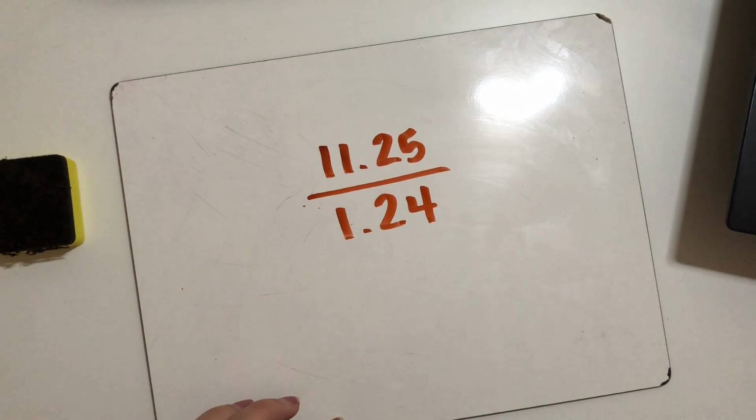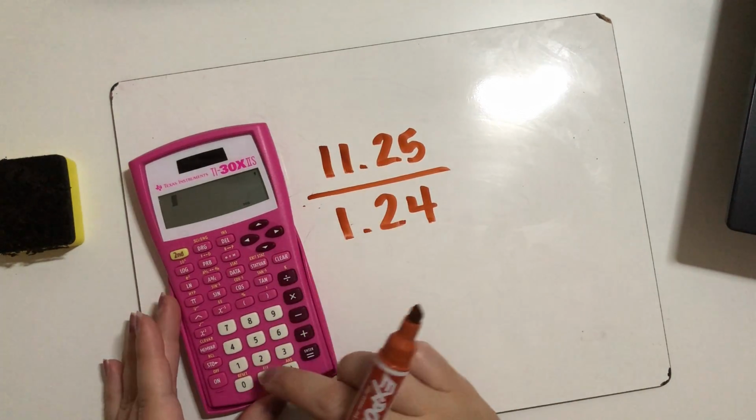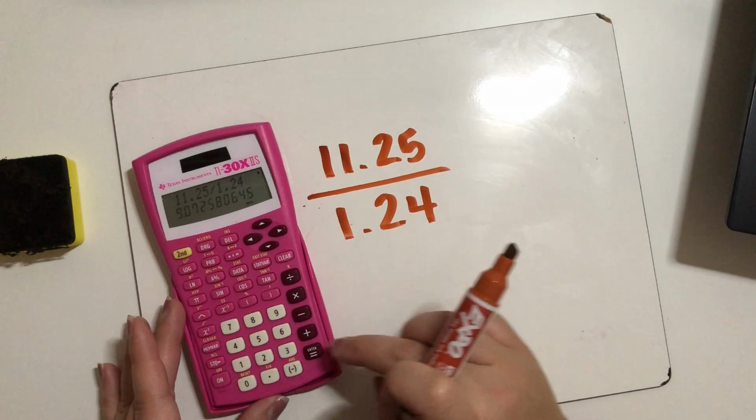So I'm going to go ahead and cheat off to the side and use my calculator. So give me 1 second. Actually, let me grab it, hold on. All right, so here we are. So I have my calculator, and I'm going to do 11.25, and I'm going to divide that by 1.24.